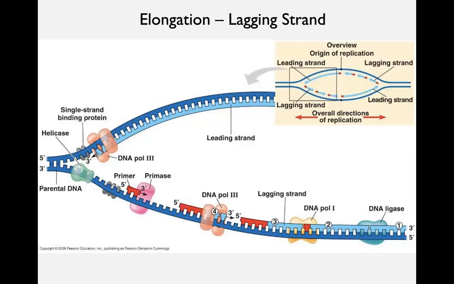Another aspect of the Okazaki fragments is that for each one, just like on the leading strand, you have to lay down some RNA first. So some RNA primer, that's the red here. RNA primer gets laid down and then DNA grows off of it. So there's a lot more work involved with getting the lagging strand copied compared to the leading strand.